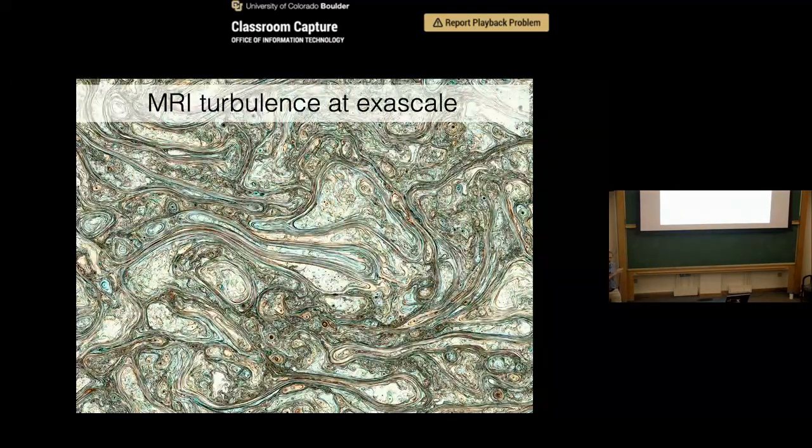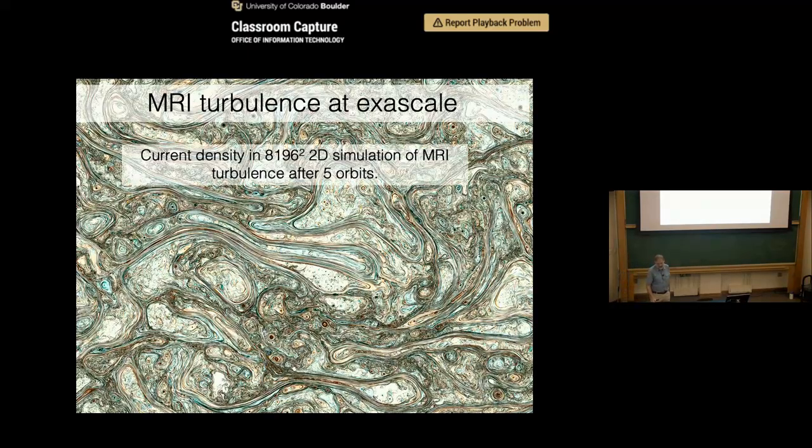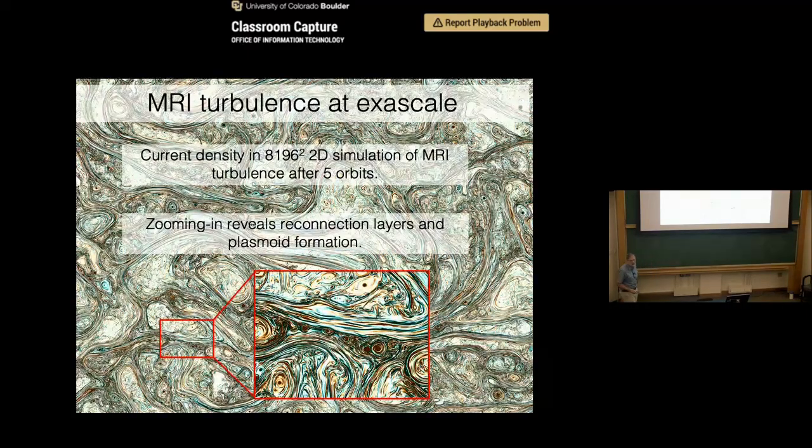Same data, the same variable, but now this is an 8,000 cubed box. This is an 8,000 squared slice. And this is the current density now. Now you can see this tremendous small scale structure emerging. You can see these long current sheets being formed. You can see plasmoids. In fact, you've got to blow up a region to really see the full resolution of the calculation. You see little plasmoids forming along current sheets.